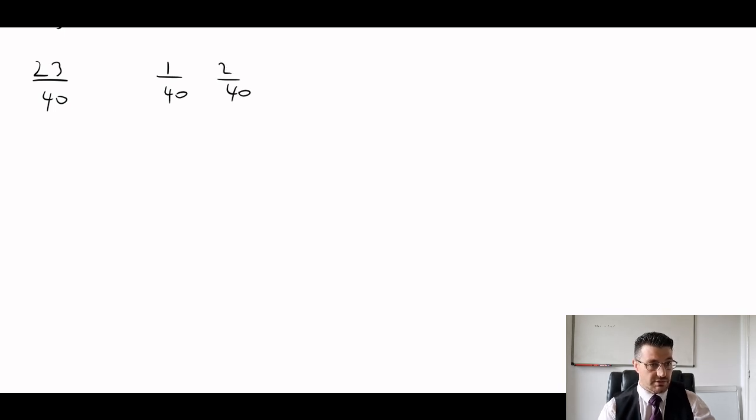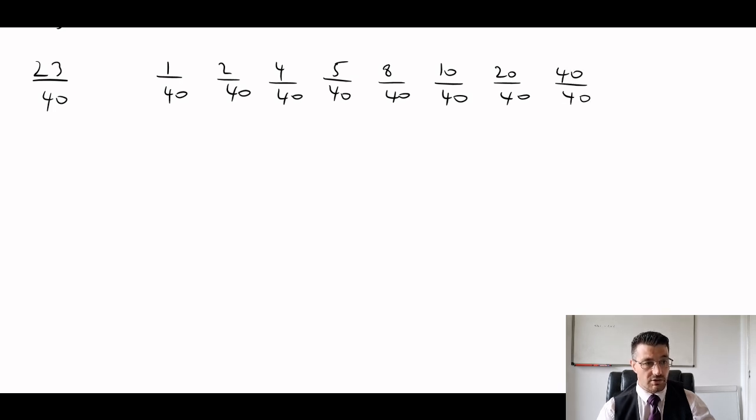2/40, 4/40, 5/40, 8/40, 10/40. Hopefully I don't miss any out. 20/40 and 40/40. Again, all of these will cancel down to a form which is 1 over n, where n is some positive integer. Okay, that's why I'm specifically choosing these fractions.